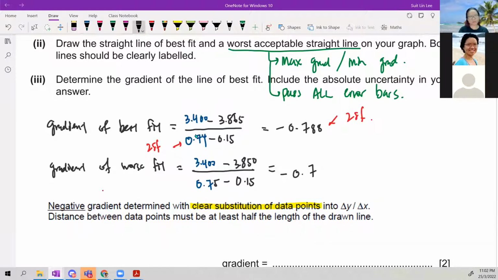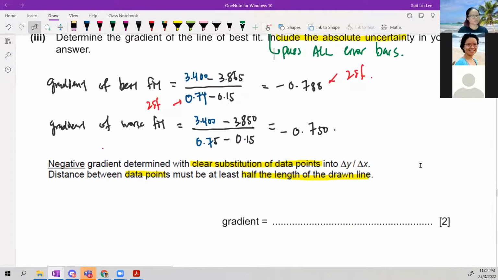0.750. Around there, okay? There's no range. What we need is the clear substitution, and the distance between the data points might be at least half the length of the line drawn. So draw the triangle. Okay, so we are not done yet because they say include the absolute uncertainty in your answer.